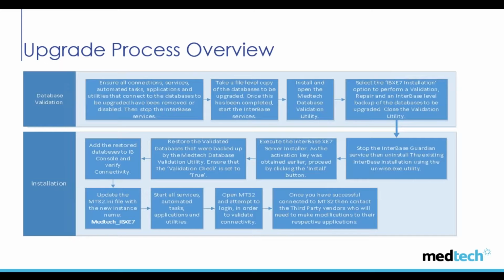At this point, the system is now ready to be upgraded to Interbase XE 7. So without further ado, we will now move to the demonstration of the Interbase XE 7 upgrade process. For this demonstration, we are using a Windows 7 Professional 64-bit machine, and we'll be upgrading from Interbase XE Update 4 to Interbase XE 7 Update 5.